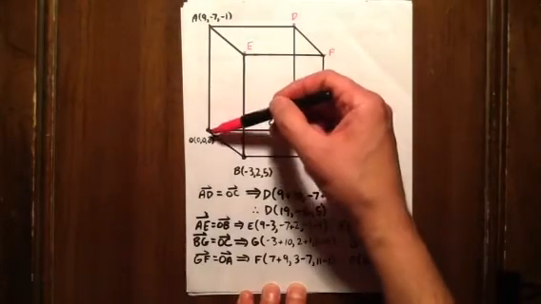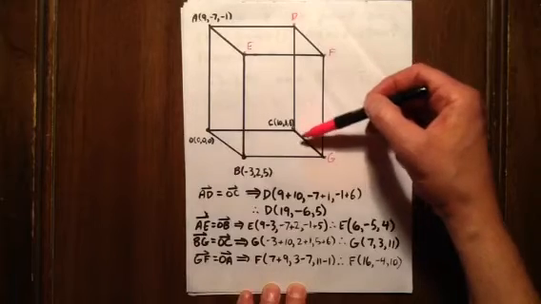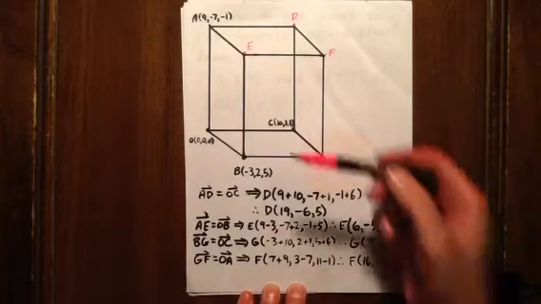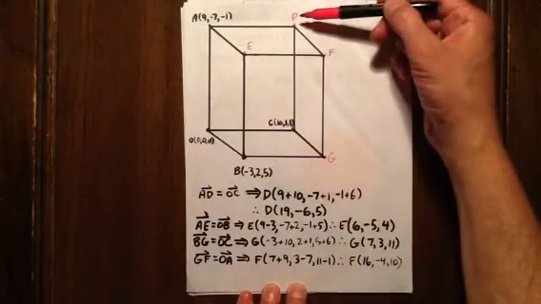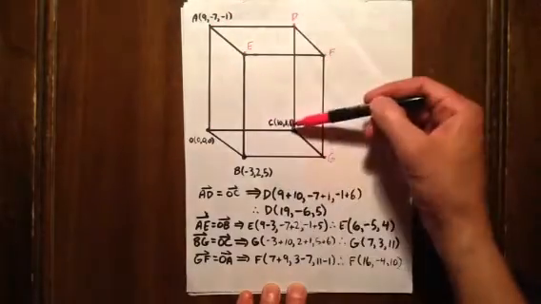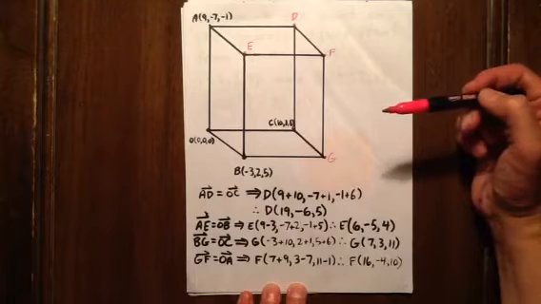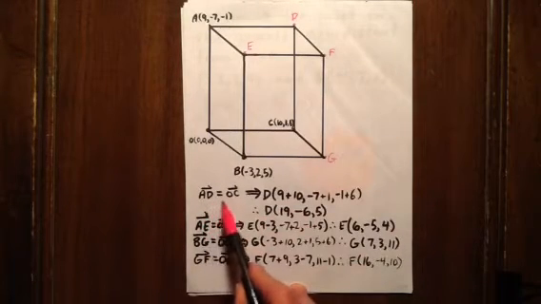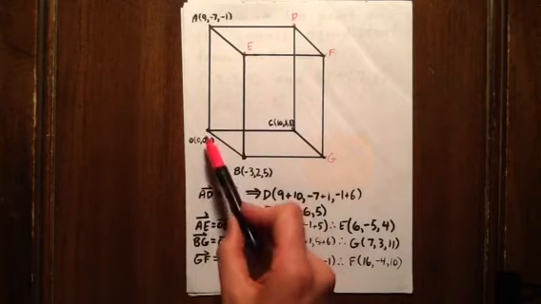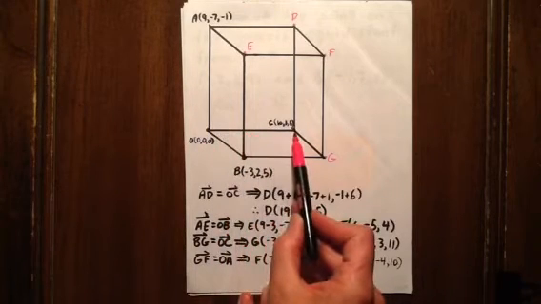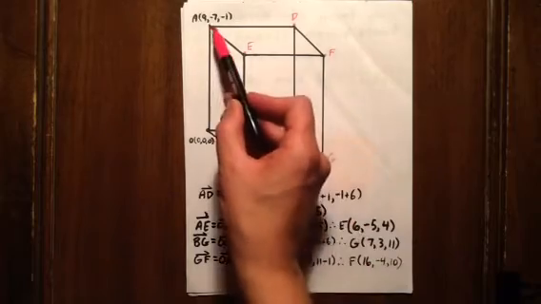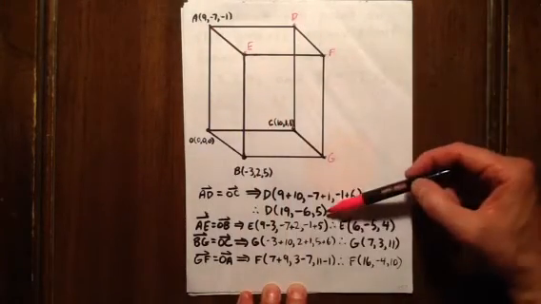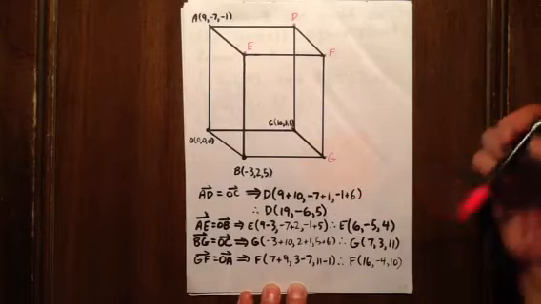We just need to know that OB needs to be the same as CG, and like AD needs to be the same as OC, etc. We just need to know these points in relation to each other. So knowing that AD has to be the same as OC, and knowing that OC is the vector 10, 1, 6, we can easily calculate that the point D must be 19, negative 6, 5.